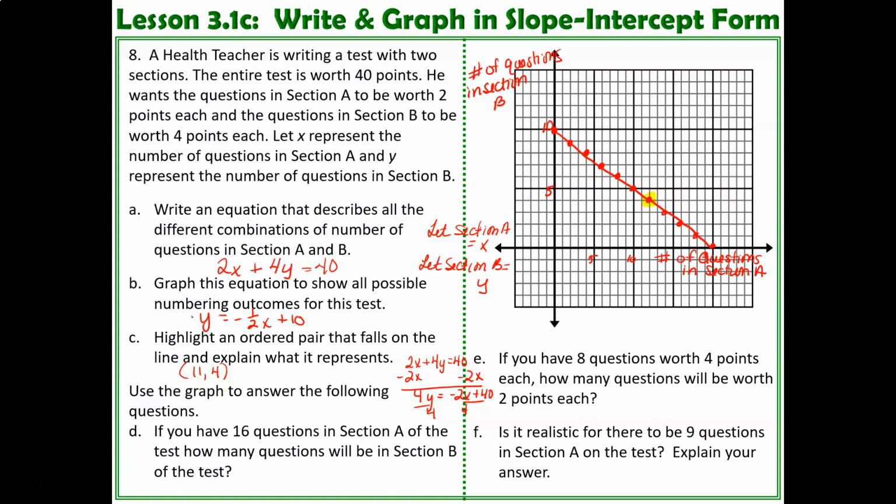So question D says if you have 16 questions in section A, how many questions will you have in section B? So we're going to go over to here. Here's 15, 16 in A. We're going to follow it up till it hits the line. It hits the line at 2. So 2 questions in section B.